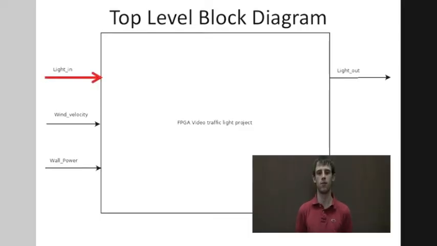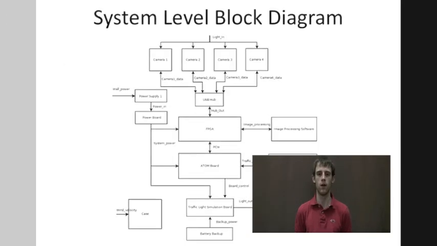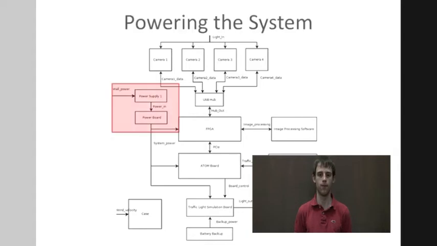Presented here is the top-level block diagram. Light in represents the light reflecting from the real-world objects into the cameras to produce 4 video streams. Wind velocity represents the force of wind on the cameras, which will cause jitter in the video. One of our unique design concerns is that this may cause too much movement in the image processing block and distort the data. While power powers the system, light out represents the light from the traffic light simulation boards. Here's the system-level block diagram, which we will now cover in detail.